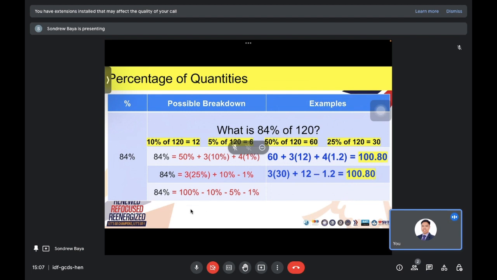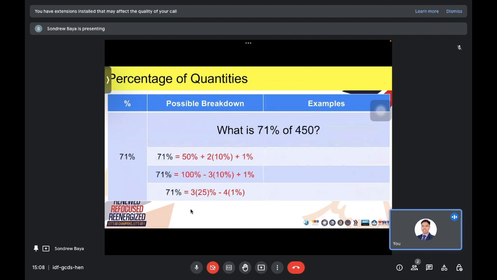Now, what if we use the last possible breakdown here? So, we need here the 100, the 10, the 5, and the 1%. Look for them first. All right, after which you can now substitute: 120 minus 12 minus 6 minus 1.2 still giving you 100.80. So this is how useful common percentages are. Let's now have the last example for the review.